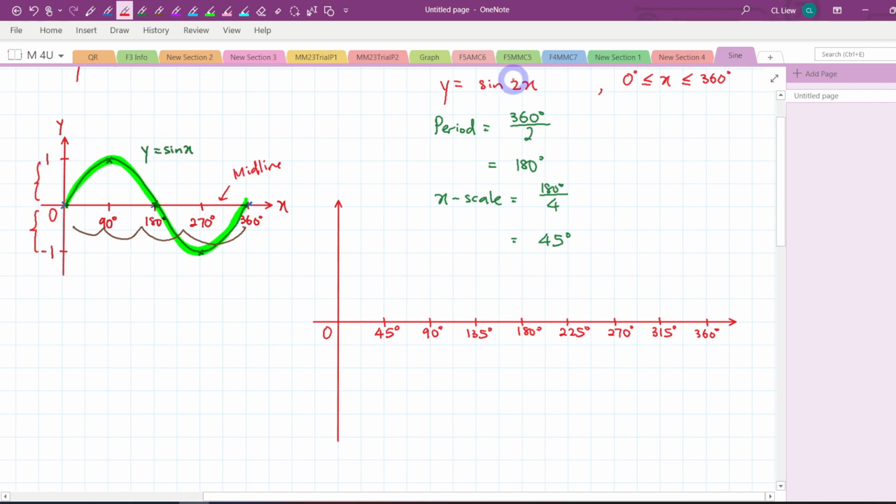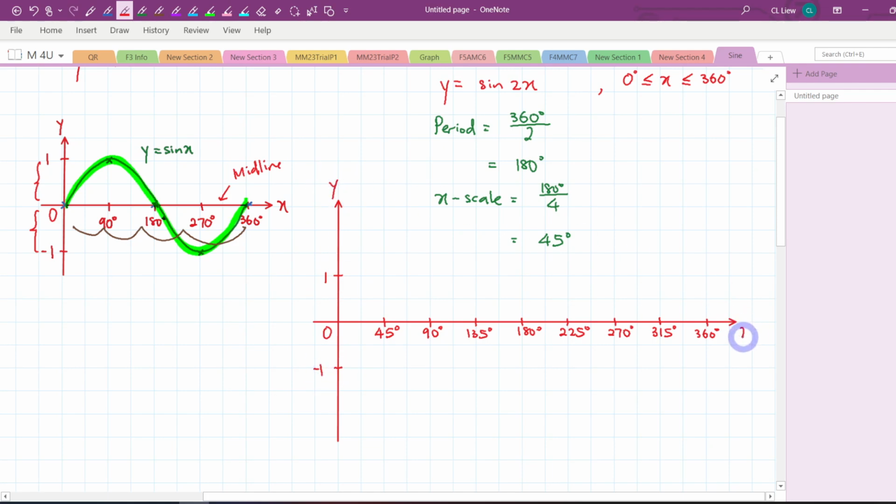Because of this 2, in the parent graph, it takes 360 degrees to complete one cycle. Now, this is 2x, so in 360 degrees, there will be 2 cycles. Let's see, is that true? There are 2 cycles. The amplitude is still 1.